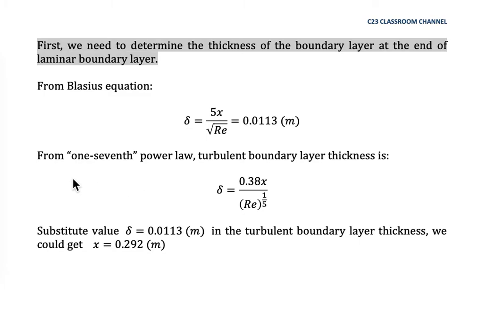Then we do the reverse calculation, which is that if delta is 0.0113, we can substitute it as the boundary layer thickness on the turbulent side, from the 1/7 power law, to get the value of x. So we substitute the value of delta with 0.0113, put the Reynolds number here, and then we get that x is equal to 0.292 meters.